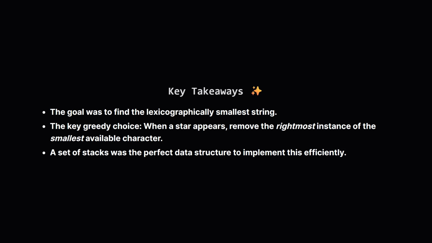So let's wrap it all up. This problem looked tricky, but it came down to a clever, greedy insight. To make the final string as small as possible, we had to protect the characters at the beginning. That meant whenever a star forced a deletion, we always chose the instance of the smallest character that was furthest to the right. And the perfect tool for the job was a collection of stacks, one for each letter, which let us easily find and remove the most recently seen character of any type.